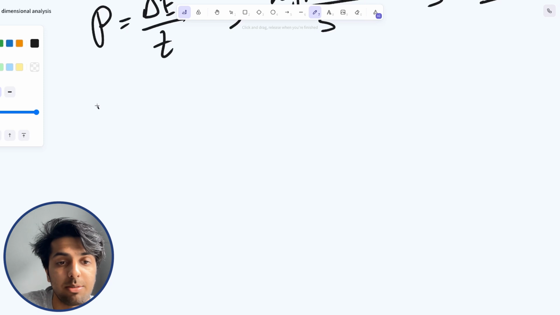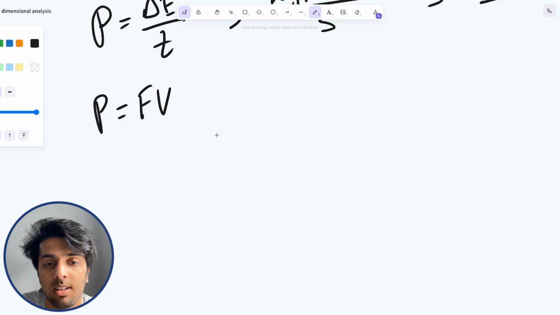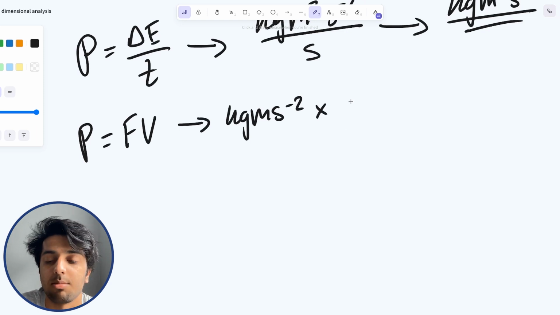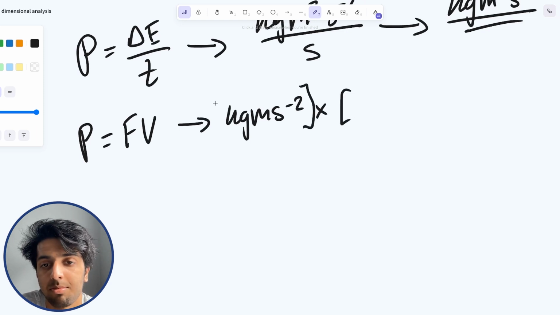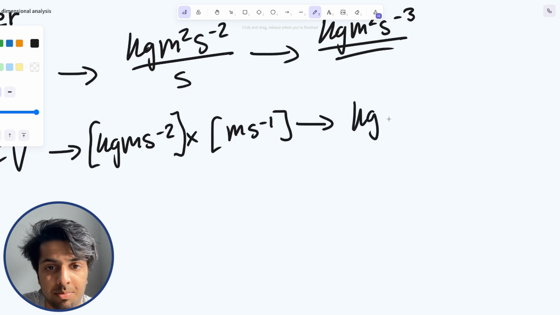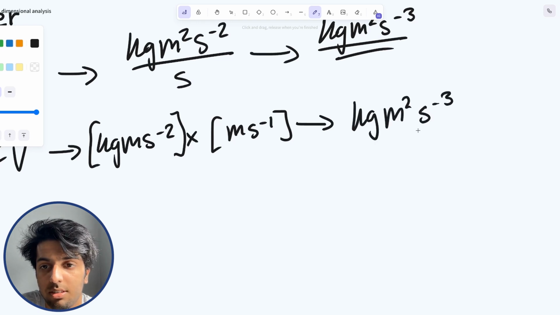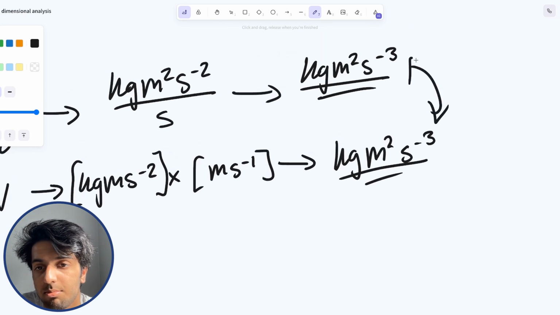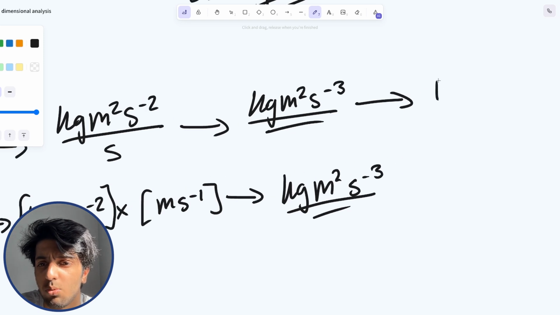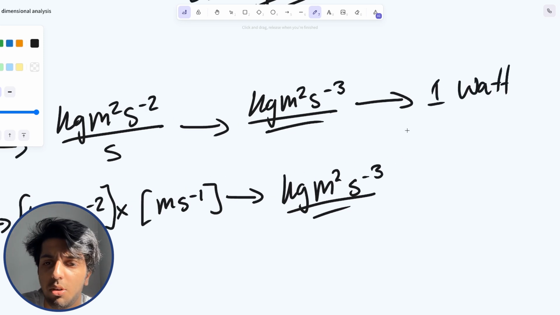Another popular power equation is power is equal to the force times the velocity, right? So we know that force is kg meters per second squared, times velocity, which is meters per second. So we can get kg meters squared per second cubed. These are the same. As we know, power is in watts, so this is dimensionally equal to 1 watt of power.